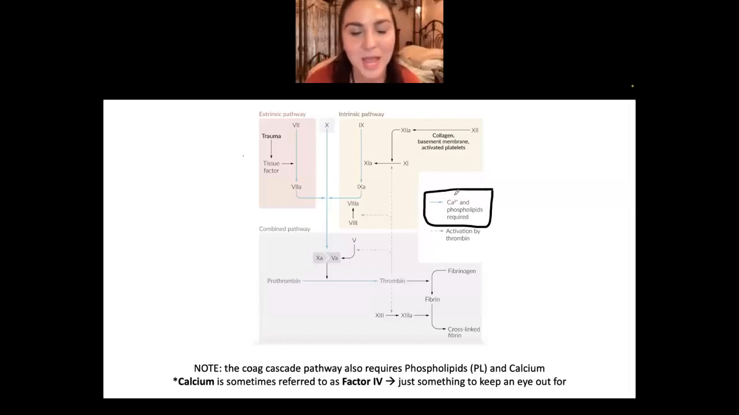It's just calcium. And then another thing too is you'll sometimes see phospholipids. Sometimes it's abbreviated PL. These are absolutely required. I know it says here it's only this blue arrow, but it is pretty much required for this entire pathway. I know not every single step, but you need both calcium as well as phospholipids for this entire pathway to function. And again, that's why they call calcium factor 4. But again, something to keep an eye out for.